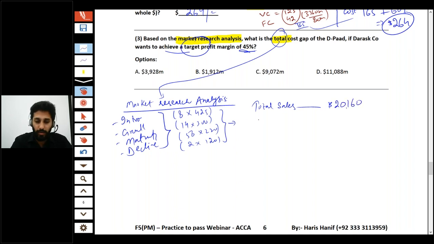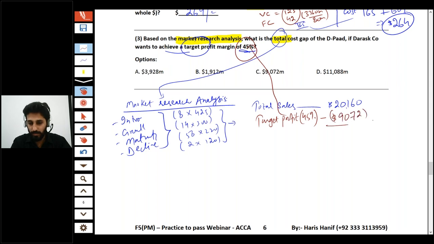And what is the target profit? It's 45%. That's $90. $72, and that is target cost. So if you want to earn this target profit, your cost should be 110.88, right?